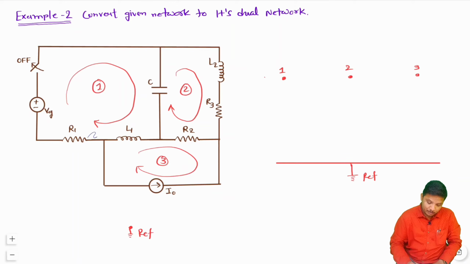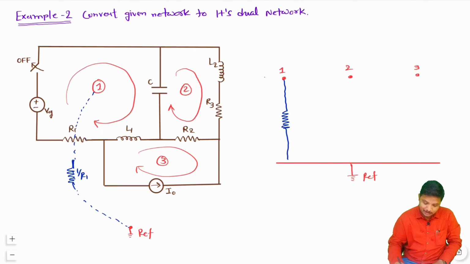Now we have to connect all the elements which are there in the circuit with their duals, right? So let us start with the first element. If you see this R1, that is connected from node 1 to reference, right? So I am connecting that from node 1 to reference, and its value will be 1 by R1, that will be the transconductance. So from node 1 I need to connect that transconductance, having value 1 by R1.